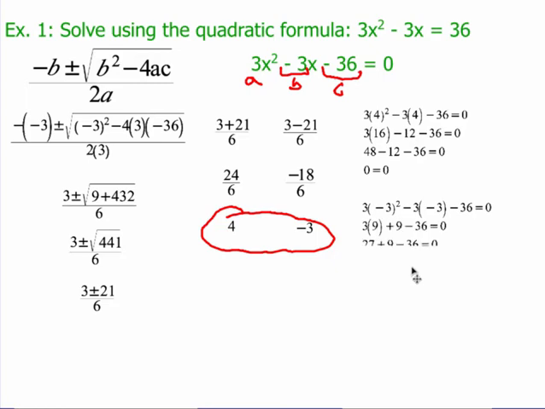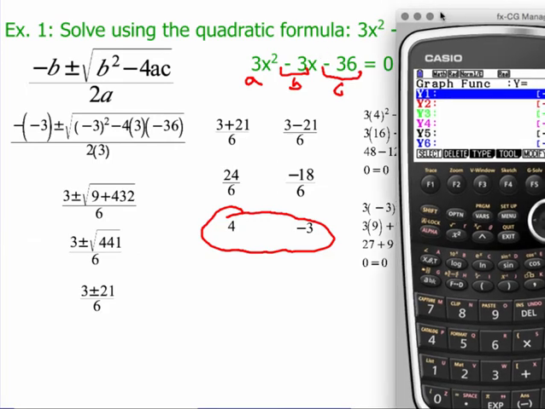Do the same thing with negative 3. I get 27 plus 9 minus 36. 27 plus 9 is 36, so I get 0 on both sides again, so these two work. I can also check this by using my graphing calculator.